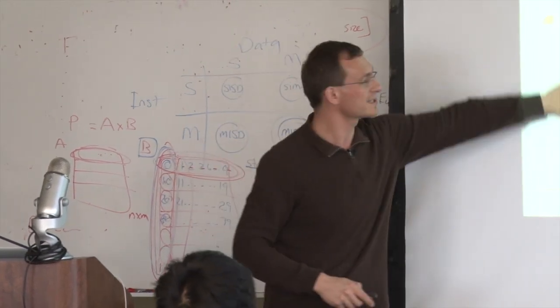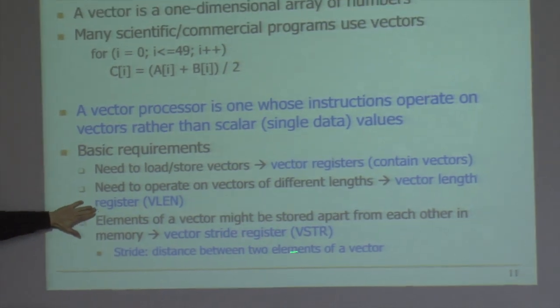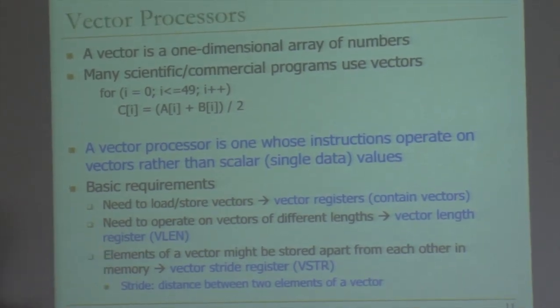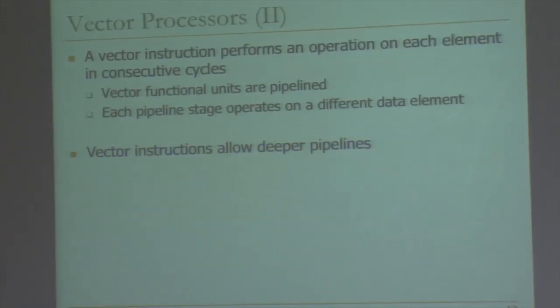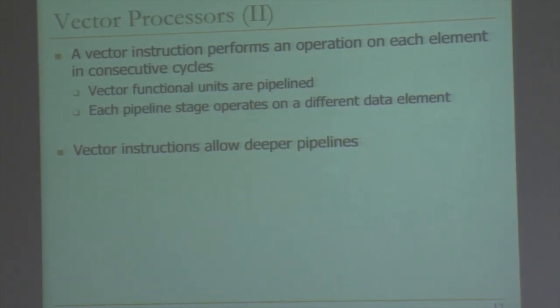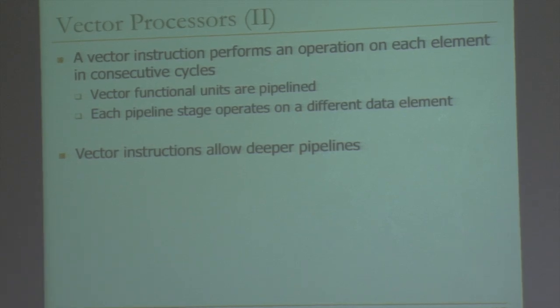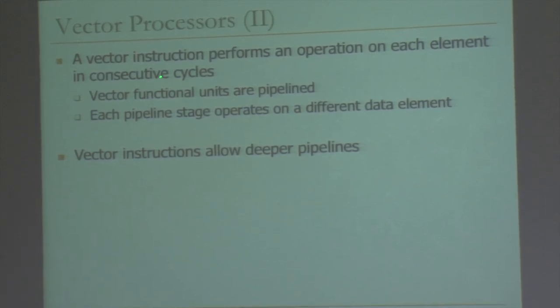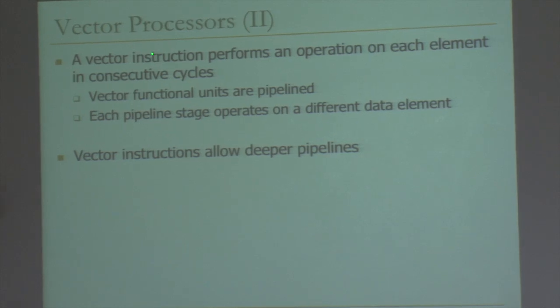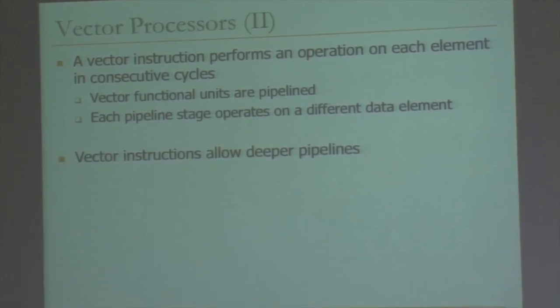OK? So these three registers, well, definitely general purpose registers, vector length register and vector stride register, are necessary. We will see there's one more register, actually, not here, but a little bit later. OK, is this clear? Good. So a vector instruction, I've already told you, performs an operation on each element in consecutive cycles. We're going to assume vector processors for a while. Vector functional units are pipelined, so that you can actually pipeline the operation on a single vector.